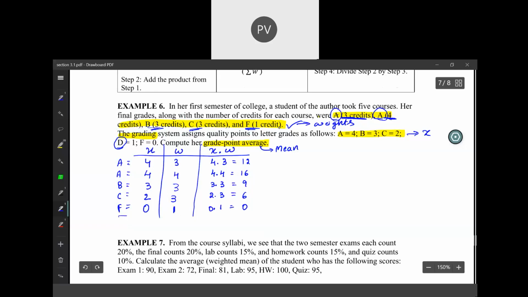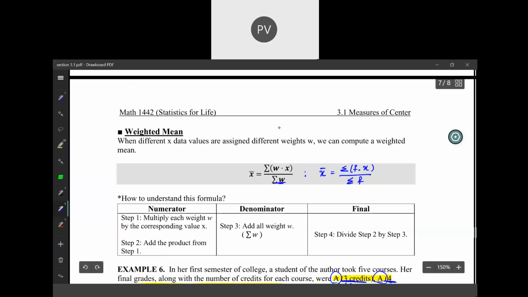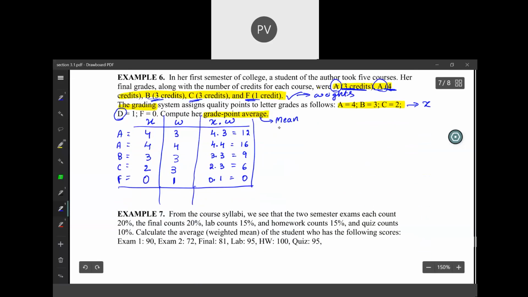So once you have computed this, next step is to find out, according to the formula, you need summation W. Summation W is nothing but adding all these weights. So add all these weights, it will be equal to 14. Now next, you have to add all this x dot W, and this must be equal to 43.